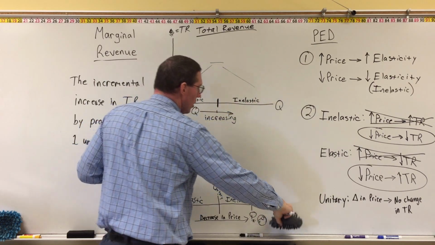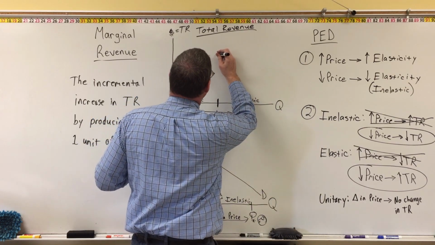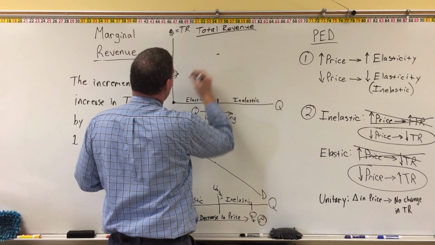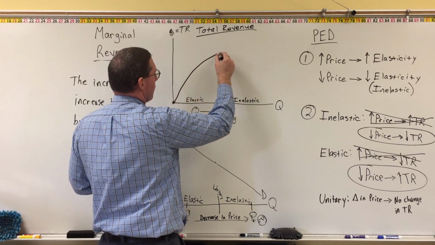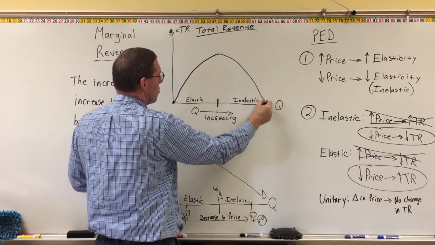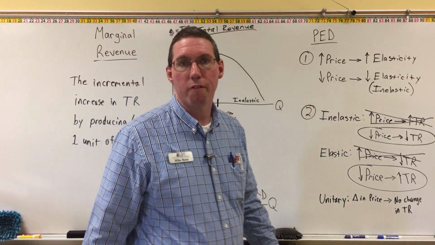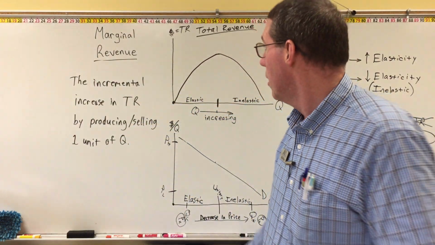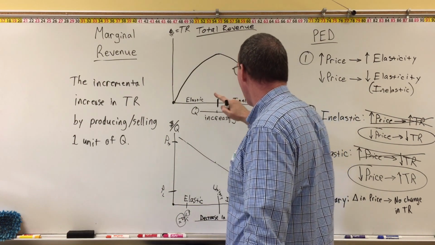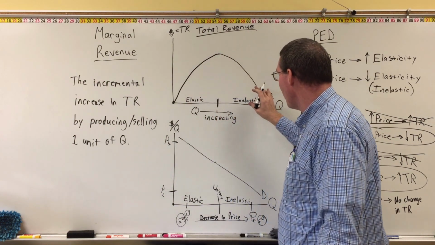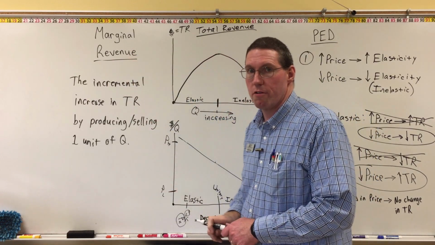And with that description, here's what I'm going to show you our total revenue curve is going to look like. It's going to be flat up here at unitary. It's going to be increasing from 0, and then after this, it's going to be decreasing. What you see here is a basic idea of what the total revenue curve looks like for pretty much any business. Now that we understand what the total revenue curve looks like, we can understand what the marginal revenue curve is going to look like.